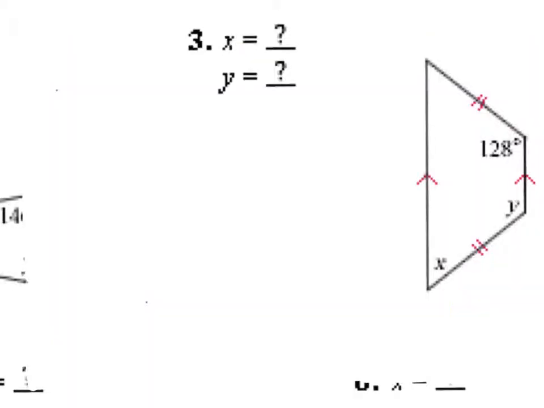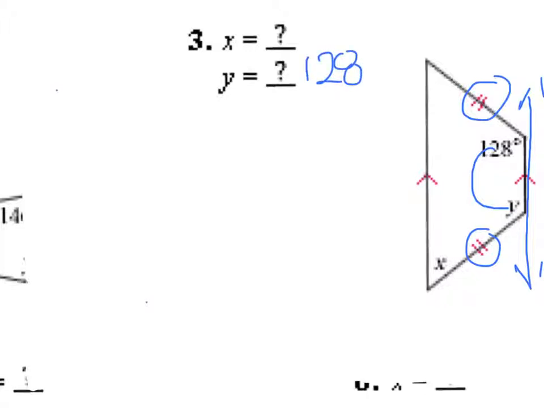For problem number 3, we're going to start by looking at the fact that it's an isosceles trapezoid. So we'll use the base angles conjecture, or the isosceles trapezoid conjecture. It says that if you have a base, the two base angles have to be congruent in an isosceles trapezoid. So 128 and y are the same degree measure.